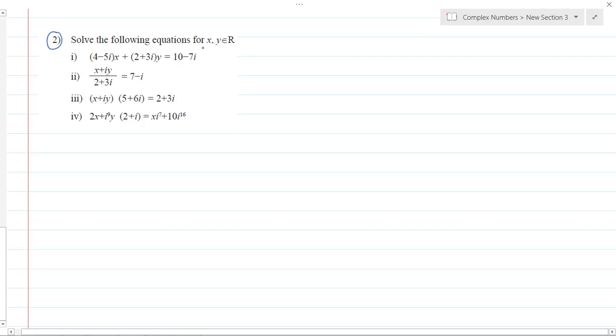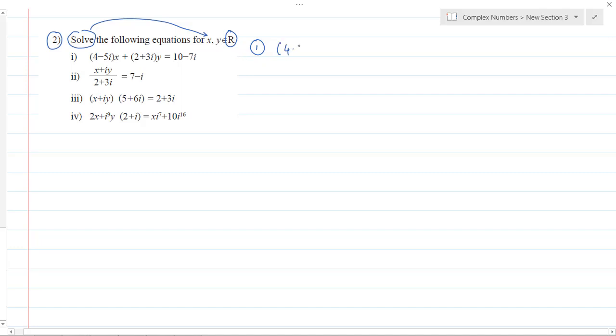Solve the following equations for x and y. Solve means what? We have to find the value of x and y. Always remember, solve means find the value of x and y, which are real numbers. Okay, so let's take the first one. I will solve the first few and you have to solve the next.